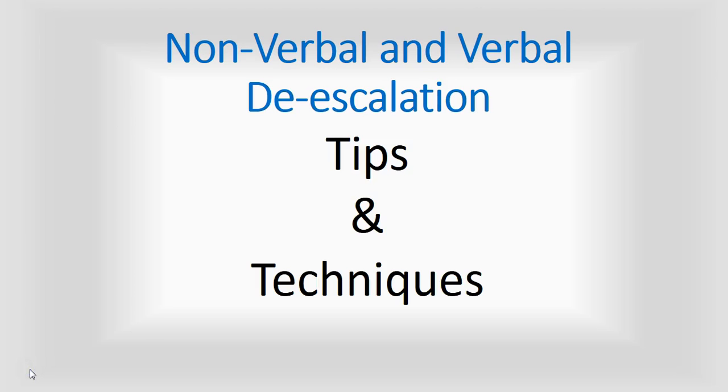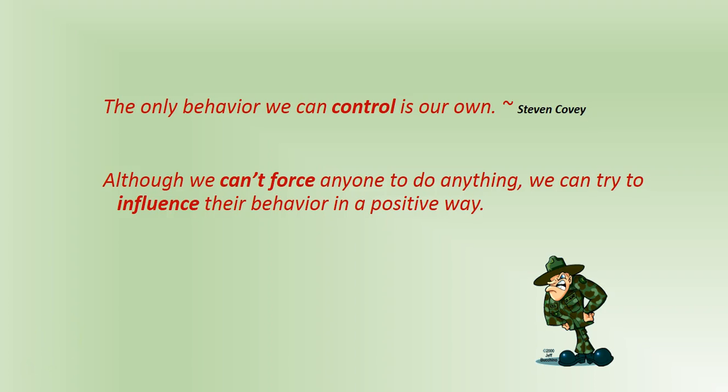Now that we've gone over the stages of escalation and identified signs of a person who is escalating, as well as some possible interventions, it's time to look at some additional nonverbal and verbal de-escalation tips and techniques. When dealing with an individual who is escalated or in a process of escalating, we need to remember that the only behavior we can control is our own. We cannot make a child, we cannot make another person do something that they just don't want to do. If we remember this, we can avoid backing ourselves into a corner.